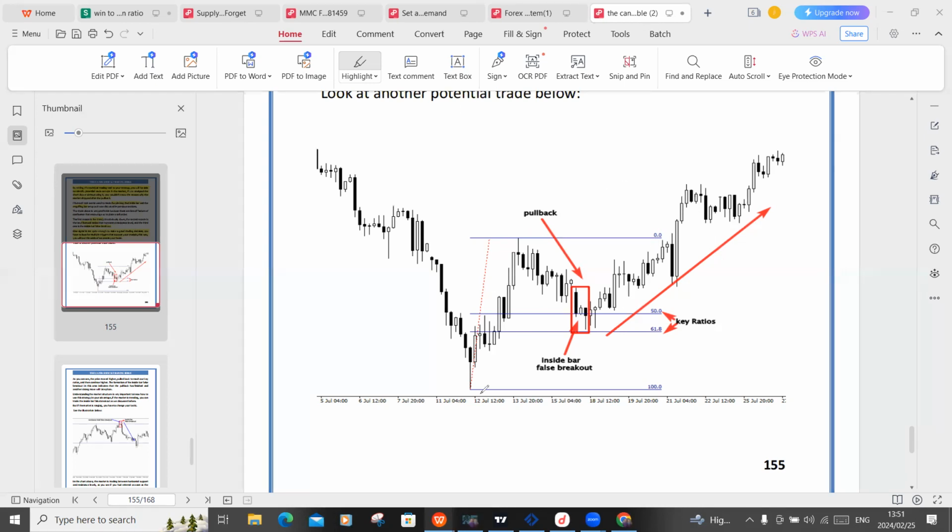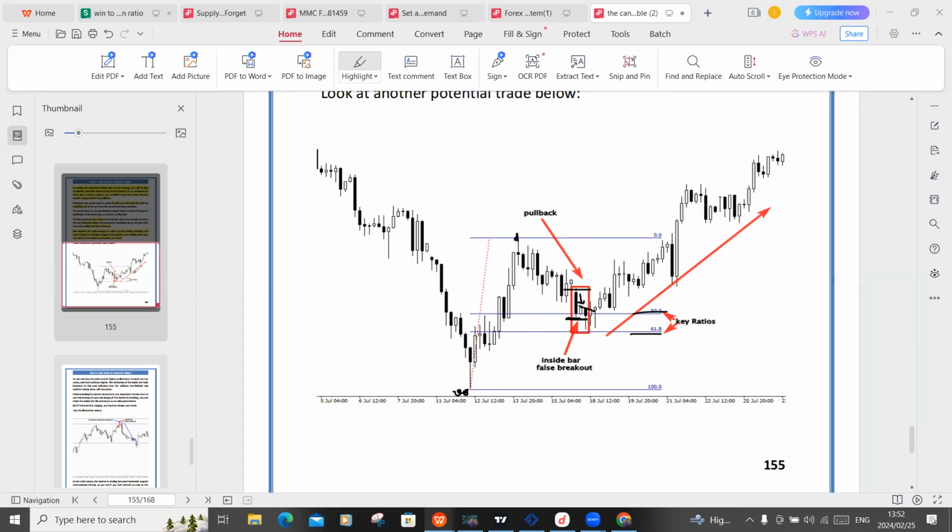So let's just explain this according to what the author said. After running a fib from this low to this high, the 50 and 61 levels are here. So we're watching price as it is approaching that zone, right? Watching price. As soon as it gets here, you see that you've got your mother bar and we've got an inside bar in here. An aggressive trader would want to buy as soon as the inside bar closes.